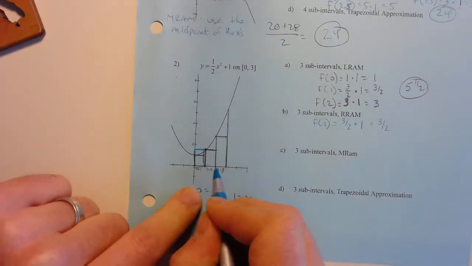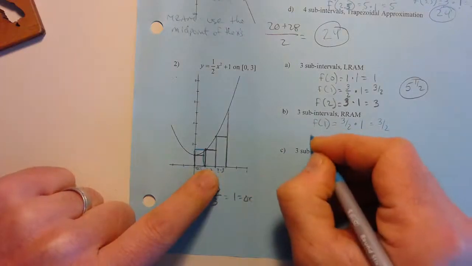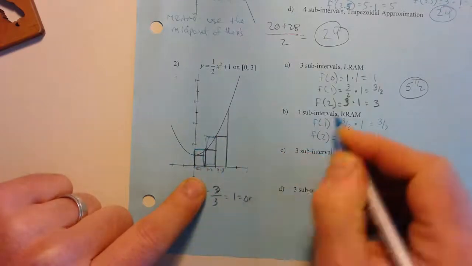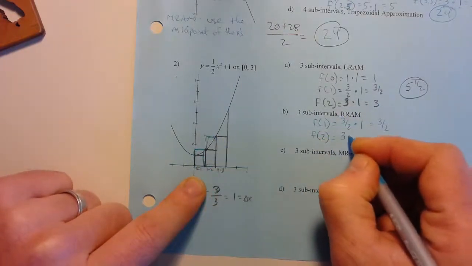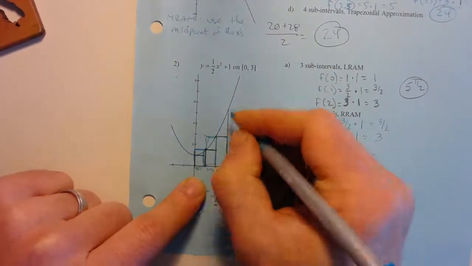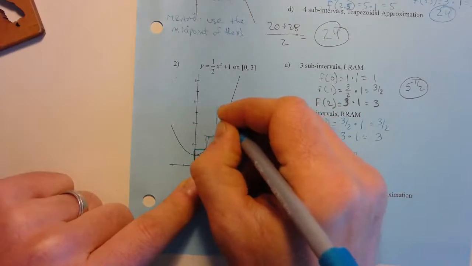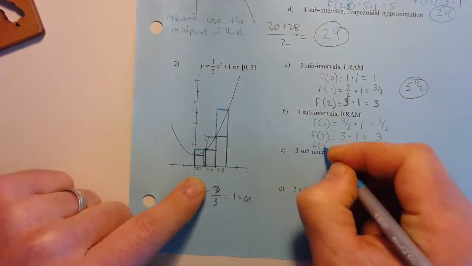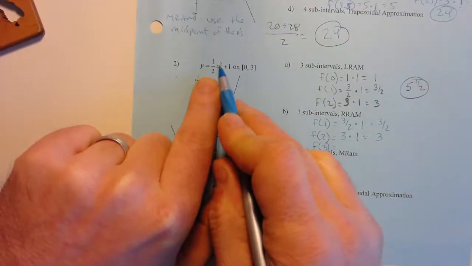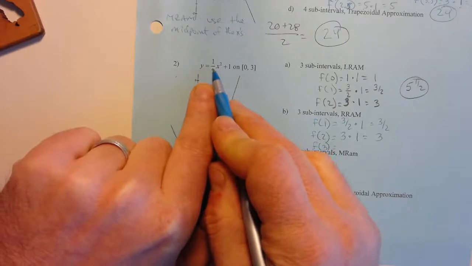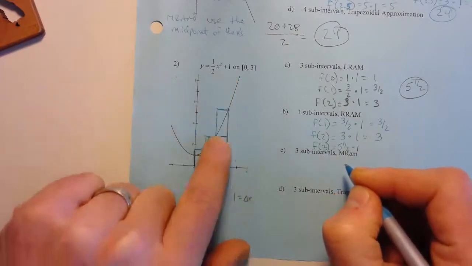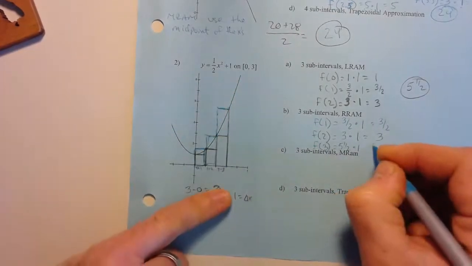Next rectangle. Between 1 and 2, the right endpoint is 2. So I'm using this to make my rectangle. f of 2 is 3. We figured that out from the previous part. The next interval is between 2 and 3, and the right endpoint uses 3. We're going to have to plug that in because we haven't done that one yet. So 3 squared is 9, 9 times 1/2 is 4.5, plus 1 is 5.5. The height is 5.5, the width is 1, so the area is 5.5.